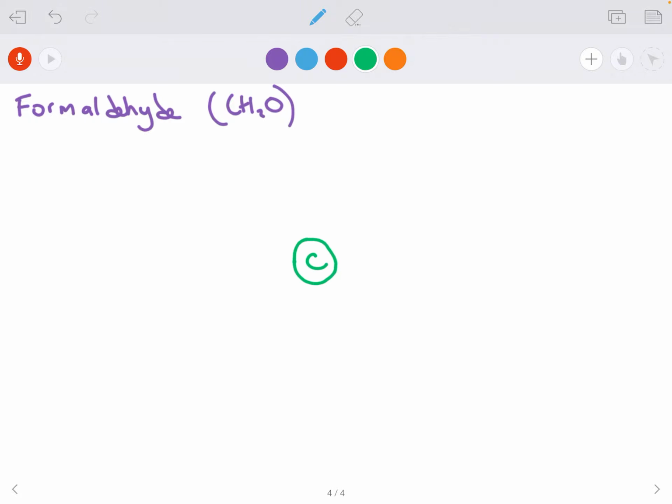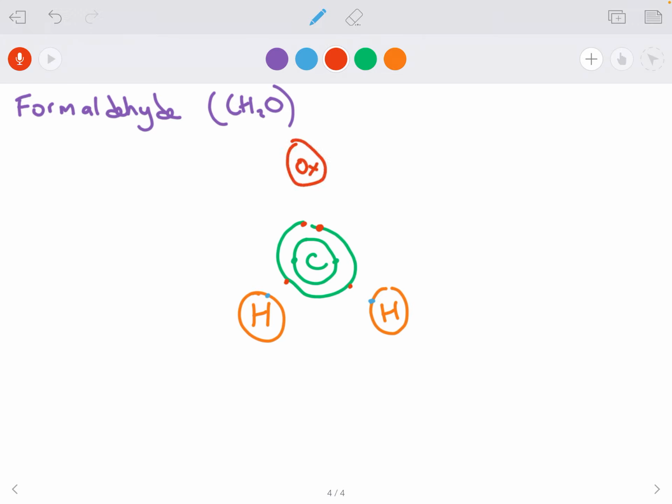So carbon down here, inner shell, 4 valence electrons. 1, 2, 3, 4. Hydrogen will draw in next. Hydrogen has just 1 valence electron. And then oxygen has 2 in the inner shell and then 6 in the outer shell.